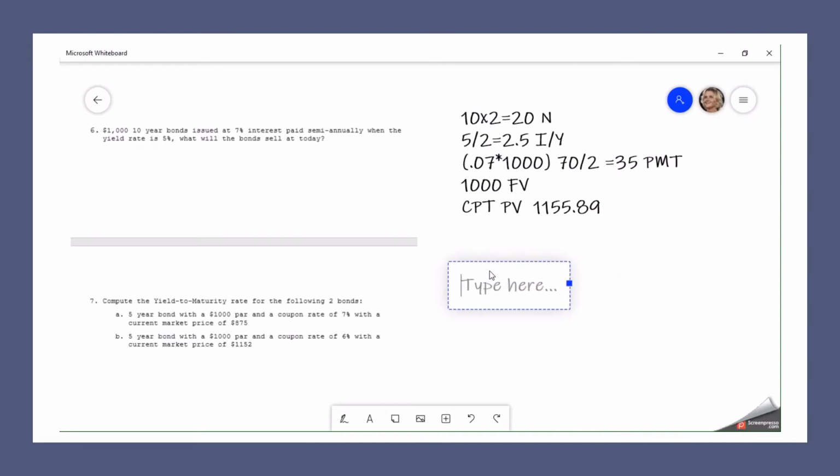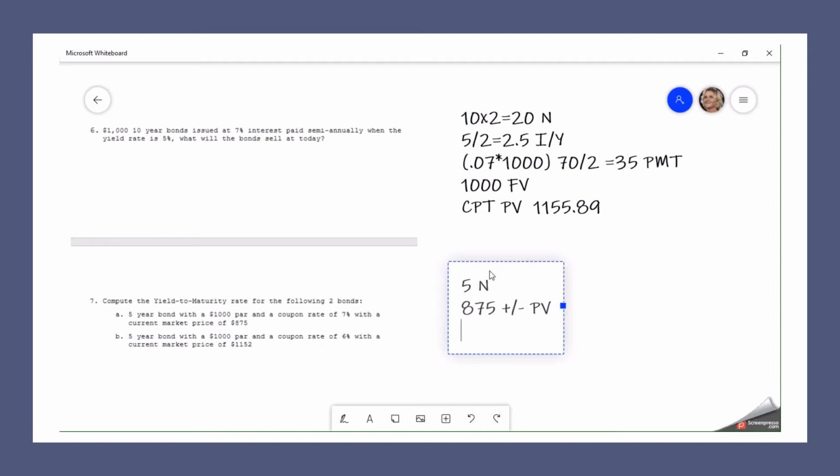So we have now compute the yield to maturity rate on the following 2 bonds. So we have a 5-year bond that has a $1,000 par value, a coupon rate of 7%, and a current market price of $875. So our N is going to be 5. We're trying to figure out the IY. We're computing the yield to maturity, so we'll skip over that. Our present value is the current market price. So that is $875. We'll make it negative by hitting the plus or minus button.